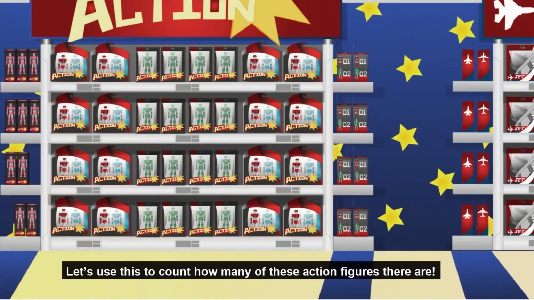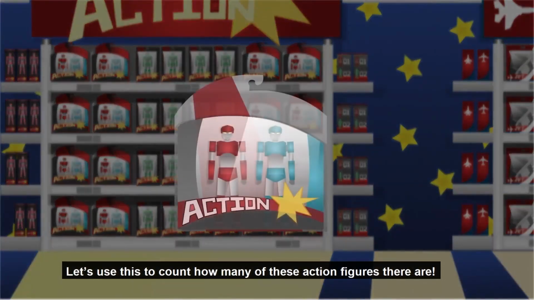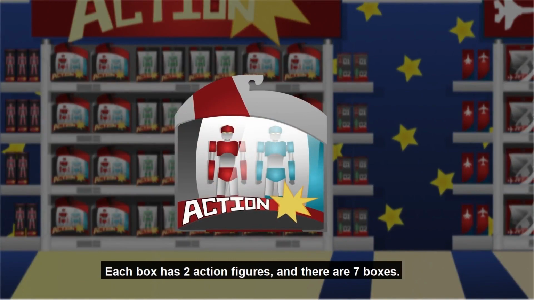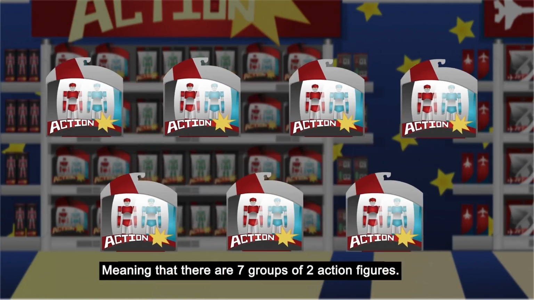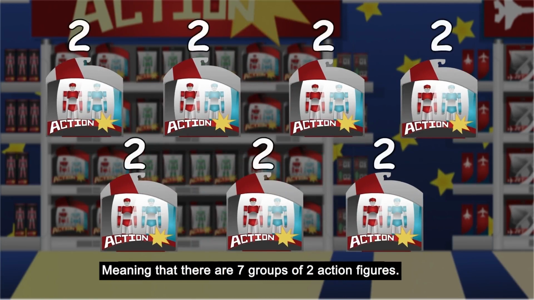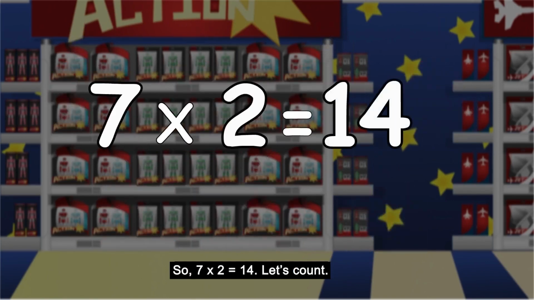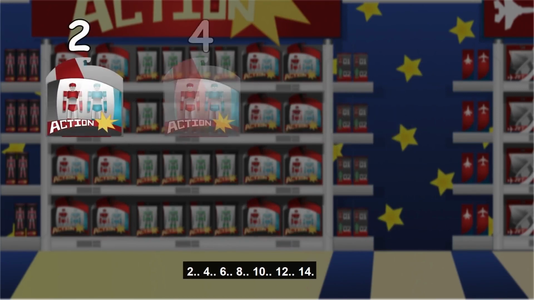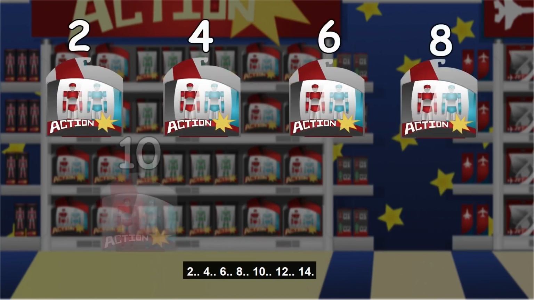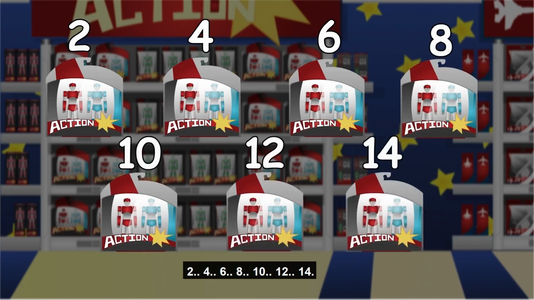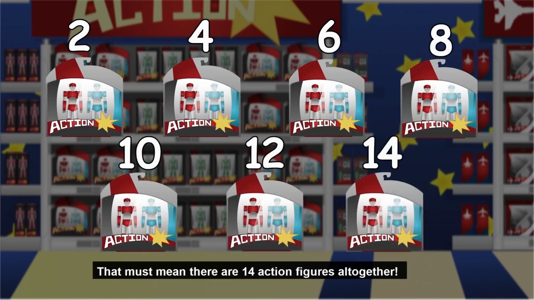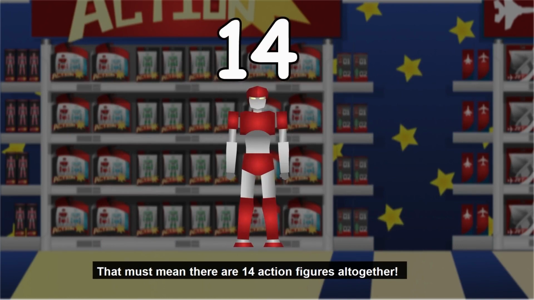Let's use this to count how many of these action figures there are. Each box has 2 action figures, and there are 7 boxes, meaning that there are 7 groups of 2 action figures. So, 7 multiplied by 2 equals 14. Let's count. 2, 4, 6, 8, 10, 12, 14. That must mean there are 14 action figures altogether.